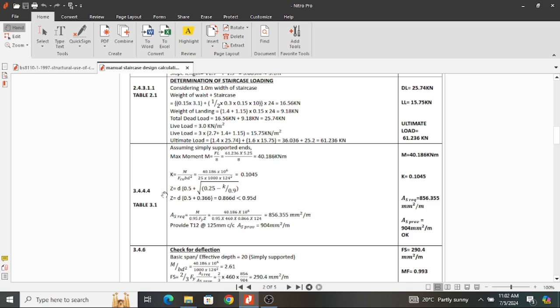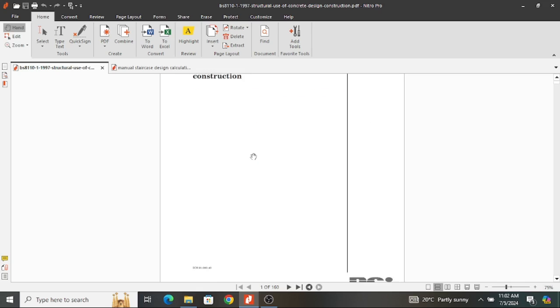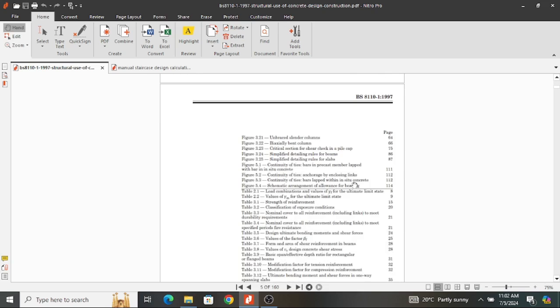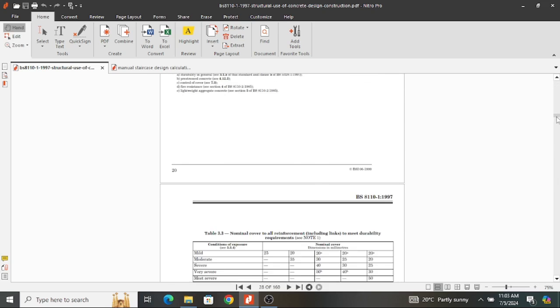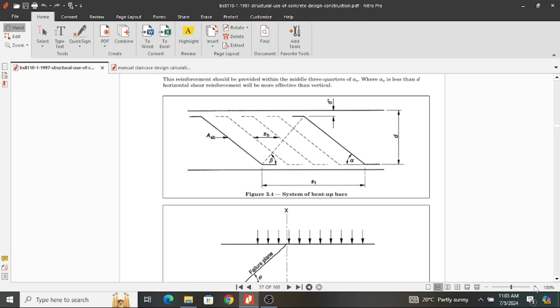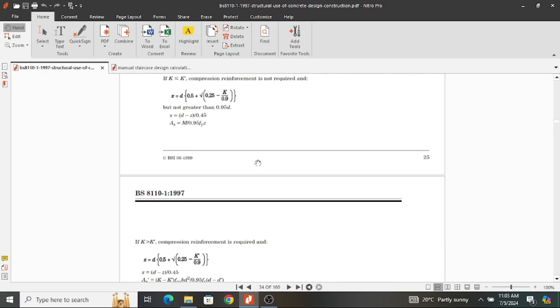This is obtained in clause 3.4.4.4 of the code. I think we can open that. This is the code we use for the design of structural elements of reinforced concrete. And it is structural use of concrete part 1. This is the British Standard 8110, part 1, the 1997 version. And this is how the cover page looks. But I'm going to proceed to 3.4.4. This is 3.5. Let me increase this. Yeah, I'm at 3.4 right here.